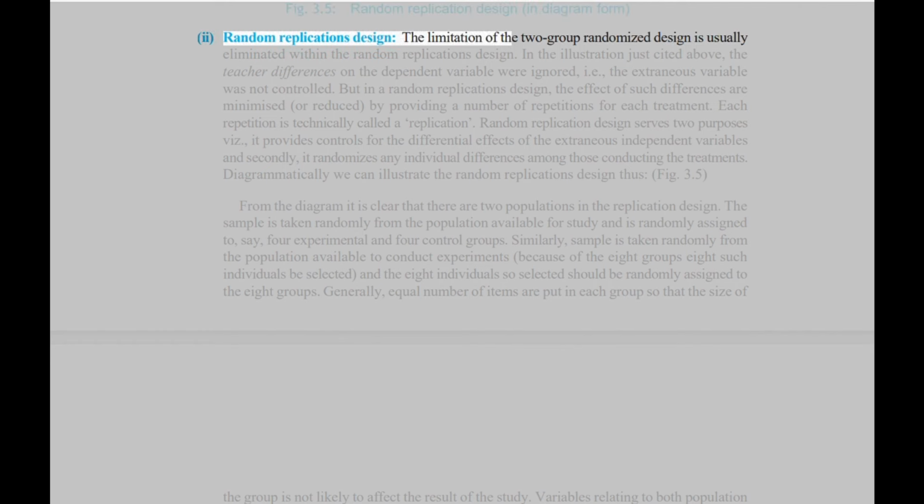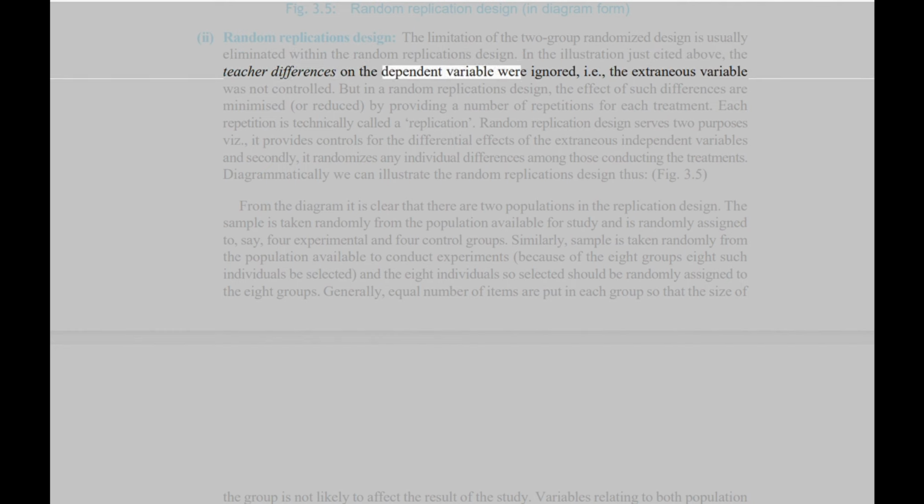2. Random replications design. The limitation of the two-group randomized design is usually eliminated within the random replications design. In the illustration just cited above, the teacher differences on the dependent variable were ignored, i.e., the extraneous variable was not controlled. But in a random replications design, the effect of such differences is minimized or reduced by providing a number of repetitions for each treatment. Each repetition is technically called a replication.